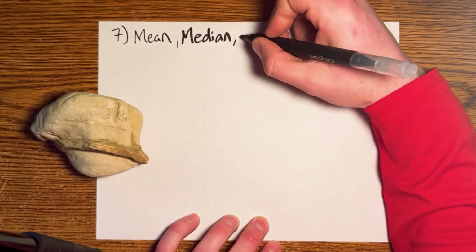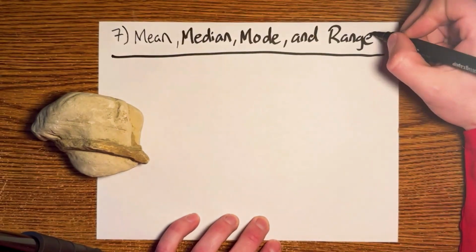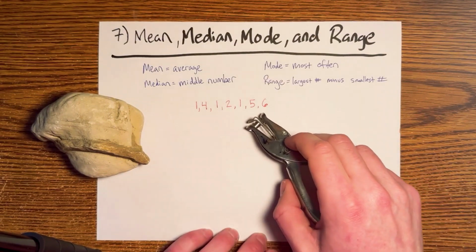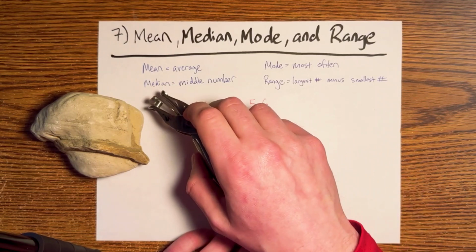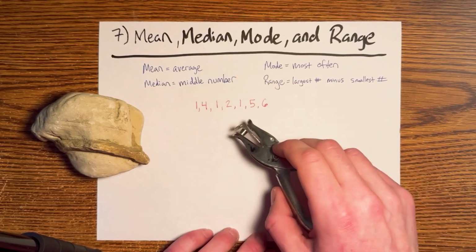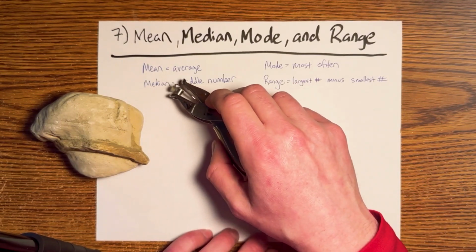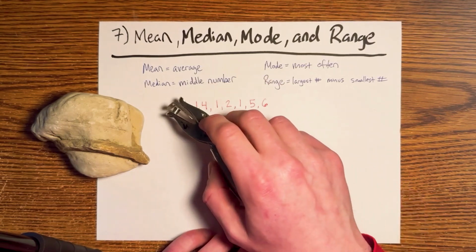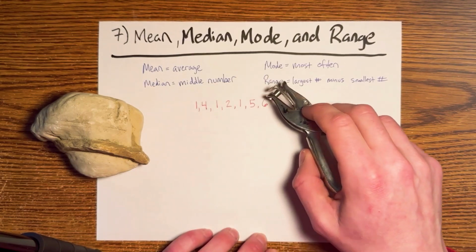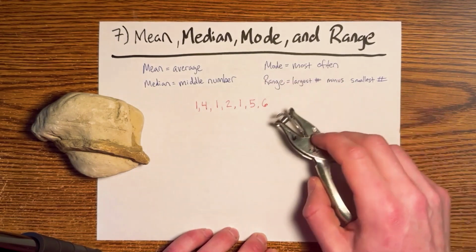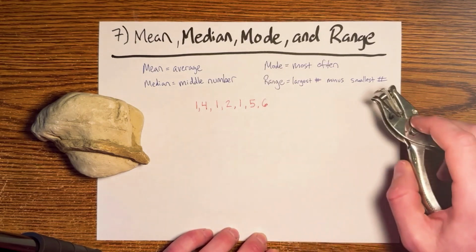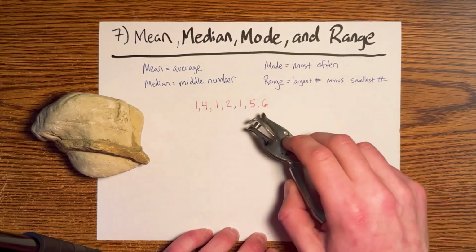Number 7, mean, median, mode, and range. When you're given a set of numbers like this, you may be asked to find the mean, median, mode, or range of that set of numbers. The mean, you may recall, is the average of that set of numbers. The median is the middlemost number. The mode is the most often occurring number. And the range is the largest number minus the smallest number.